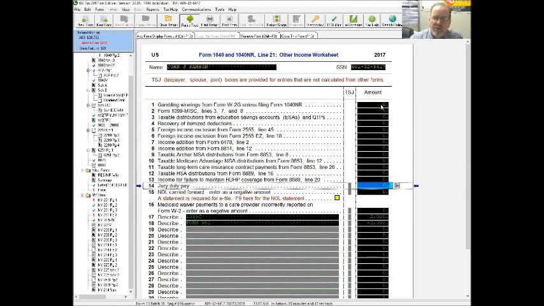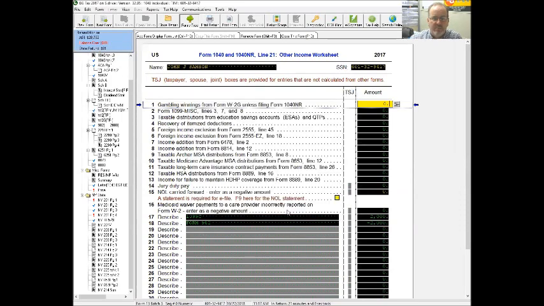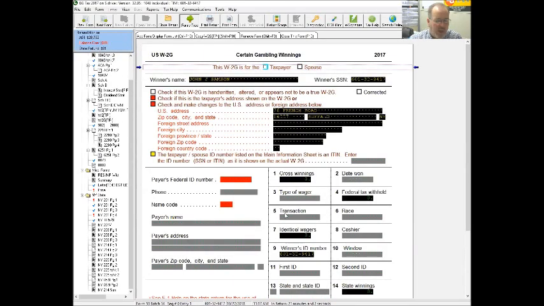If the number in the box is yellow, that means that box is calculated by linking to something else. If the number is green, that means you can enter it directly. In this case, we're going to go get our W-2G. It looks very similar. This was for our taxpayer, John Sampson. The address on there is correct.